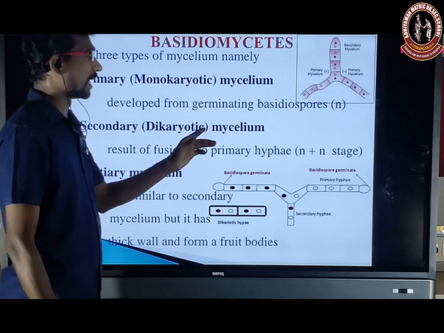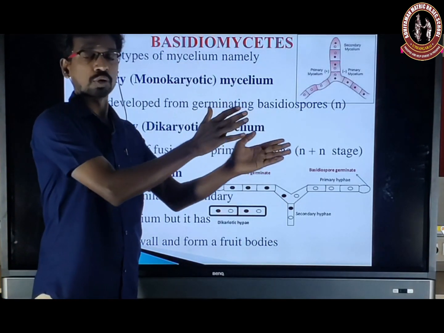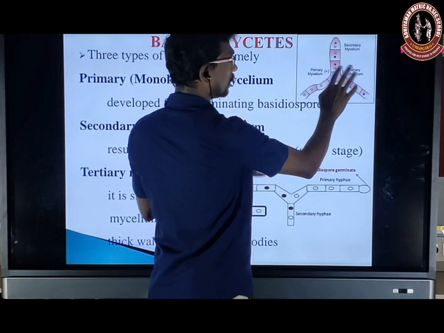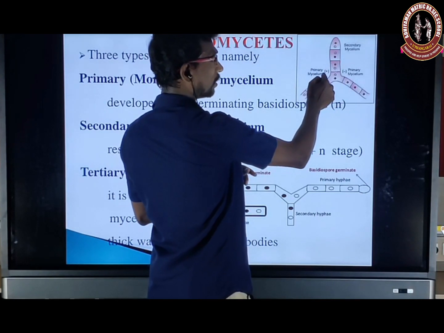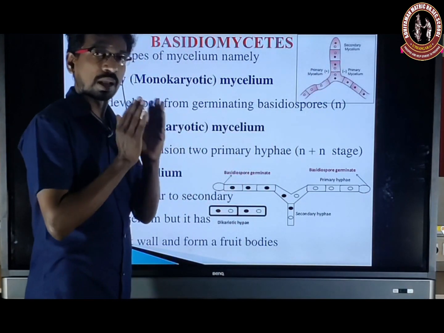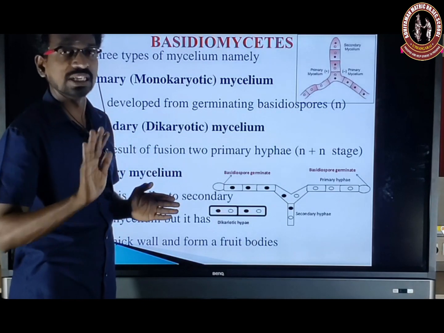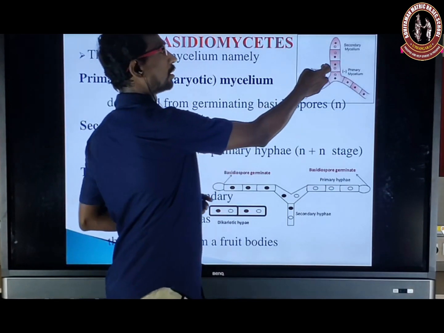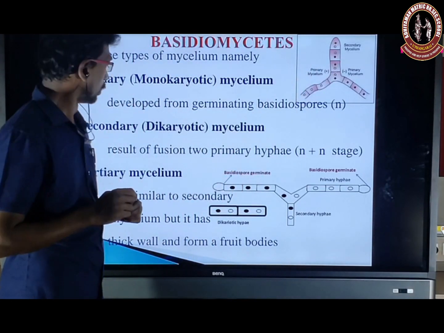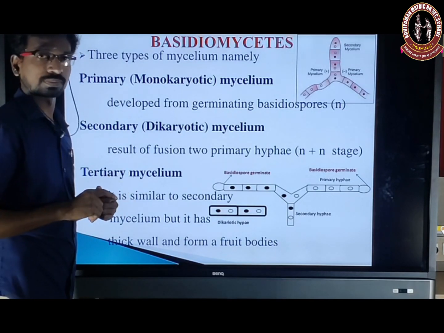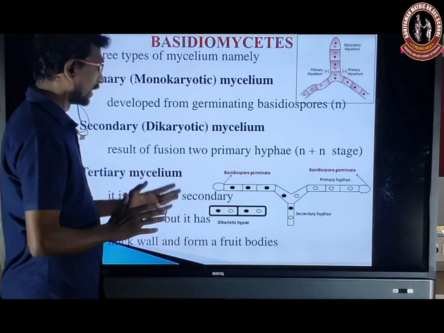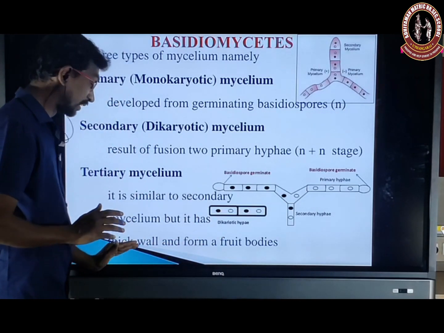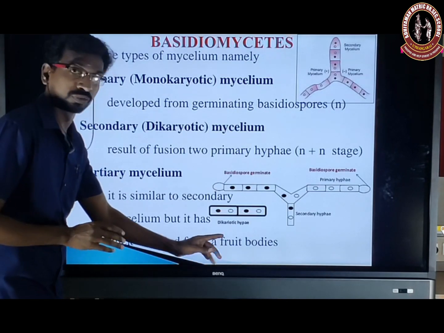And then secondary, that is a dikaryotic mycelium. It resembles ascomycetes. When two strains fuse together, that is two primary mycelia with opposite strains, plus and minus, plasmogamy occurs, but karyogamy never occurs. So each cell of the hyphae has two nuclei. And tertiary mycelium is similar to secondary mycelium, but it forms the fruit bodies with thick walls.